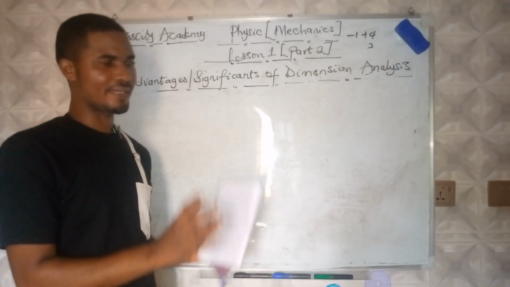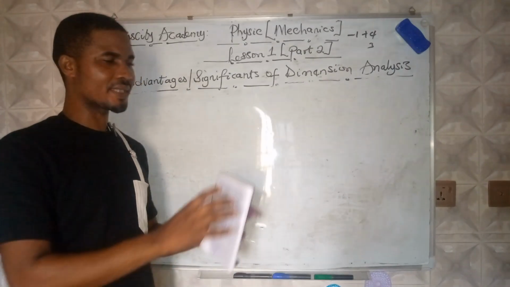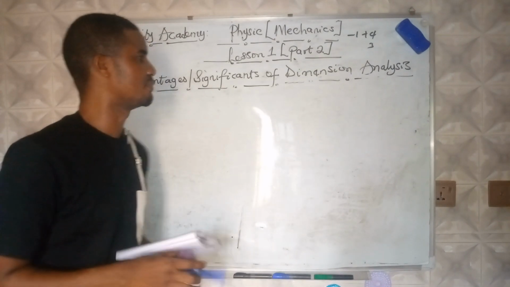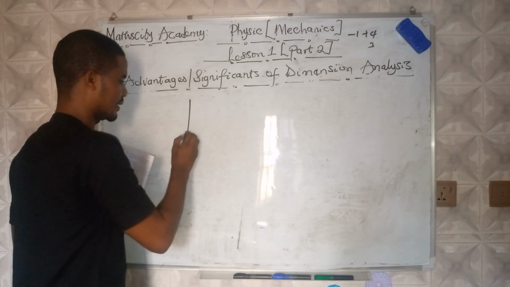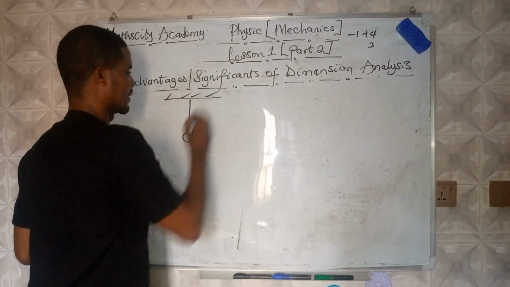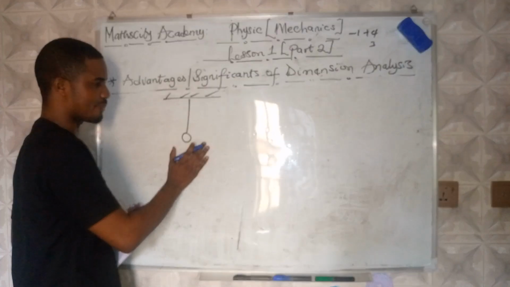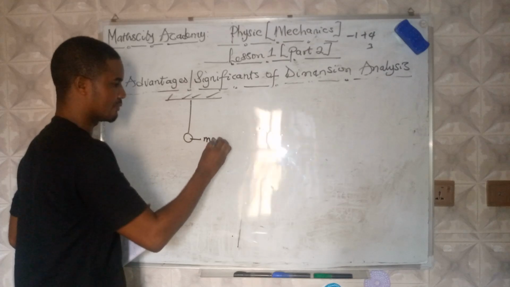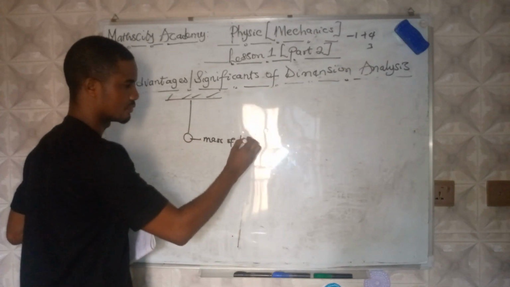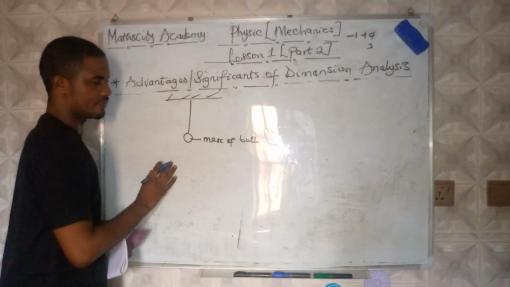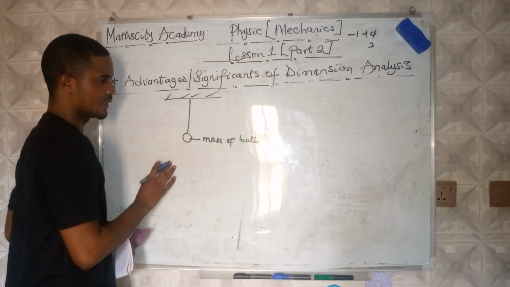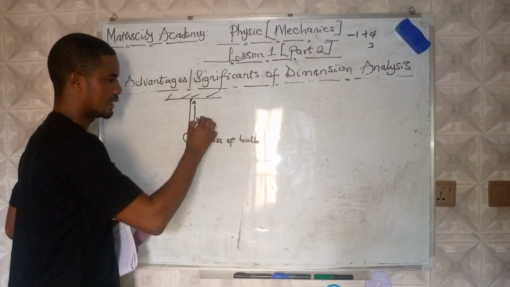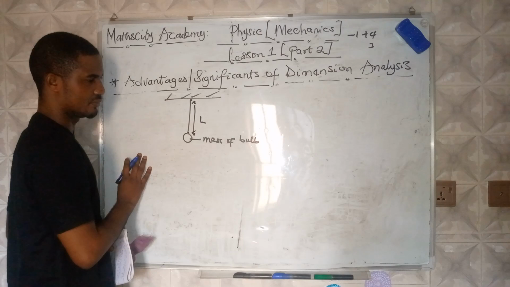When a scientist runs an experiment, how does he get the formula for that experiment? Example, let's use the period of a simple pendulum. This experiment is a very common one. If you observe during this experiment, if you want to get the period of this simple pendulum, you are making use of the mass of the bulb. The mass of the bulb is going to be involved. The length of the rope is involved.